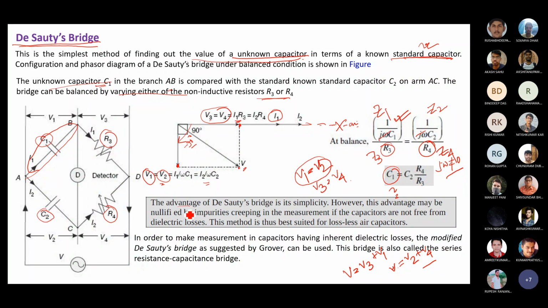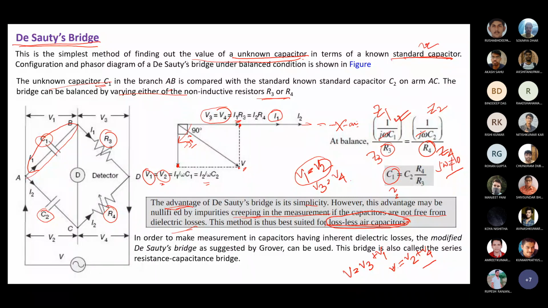The advantage of the Schering bridge is simplicity. However, the advantage may be nullified by impurities creeping into the measurement if the capacitor is not free from dielectric loss. Thus, the method is best suited for a lossless air capacitor. The main limitation is that there is a chance for impurities, the ESR I am talking about; if the ESR is there, it does not work properly.